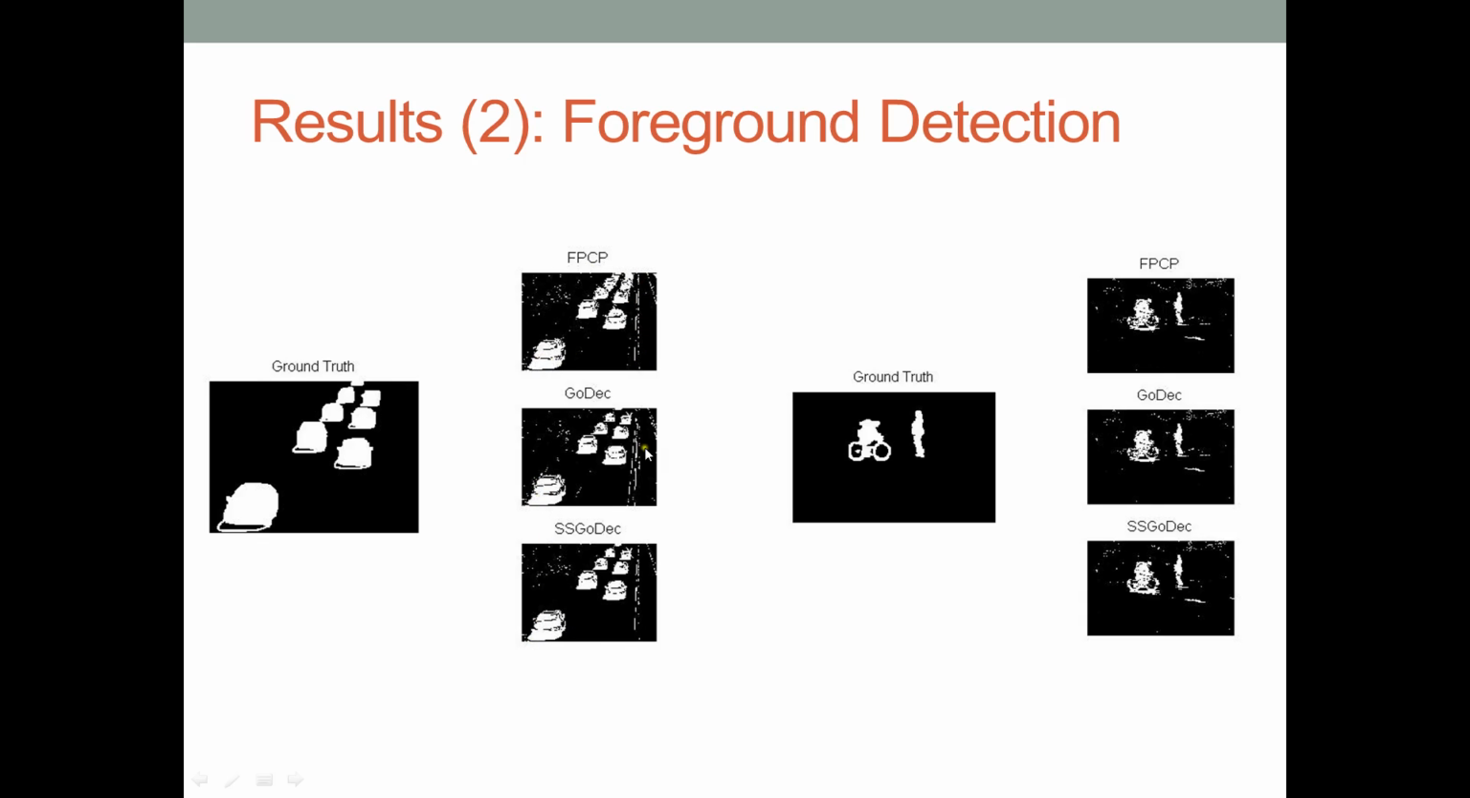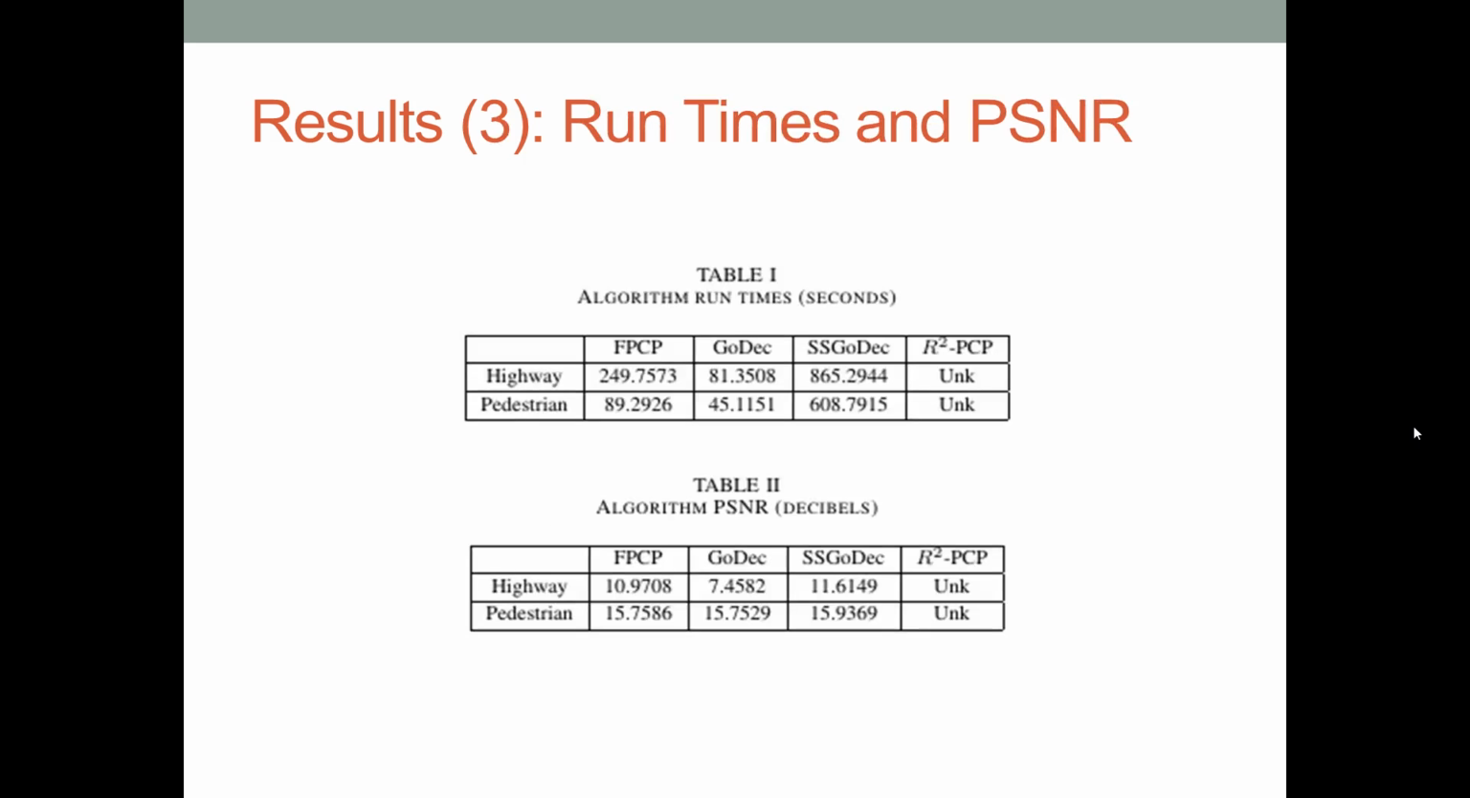There are some discontinuities in lines where you can see here. So it's a little better to see qualitatively, but let's talk about some quantitative measures. As far as run times go, Godec ended up being the quickest in both of the video sequences. And for peak signal to noise ratio, we actually see that the semi-soft Godec was the winner.